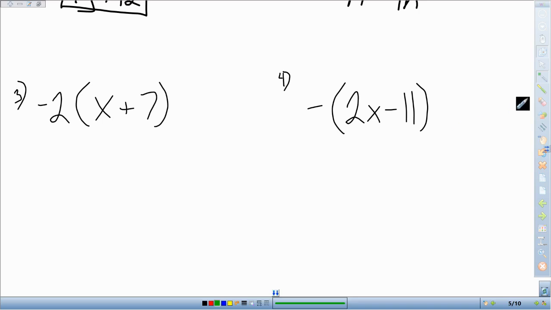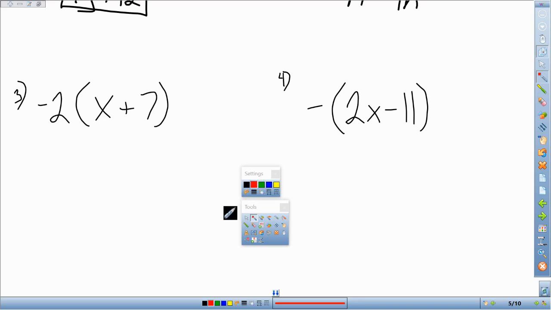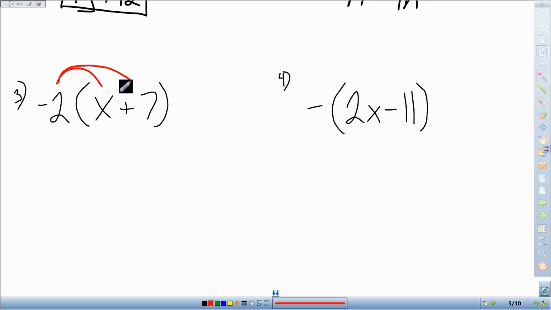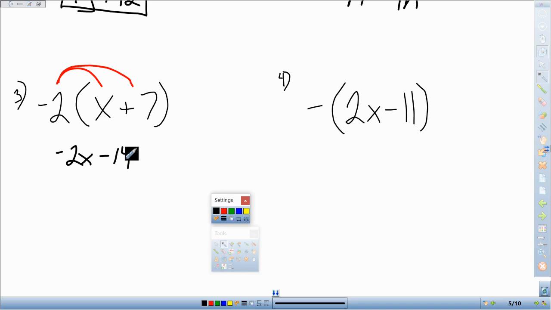All right, taking a look at number 3. Okay, same idea. We got a negative thrown in there, but it doesn't really change anything. Still going to distribute. Negative 2 times x is a negative 2x. Negative 2 times 7, negative 14. All right, and again, my brain always goes to this. I think, oh, can I do this math? Can I subtract 14 from negative 2x? And again, no, they are not like terms. I cannot.